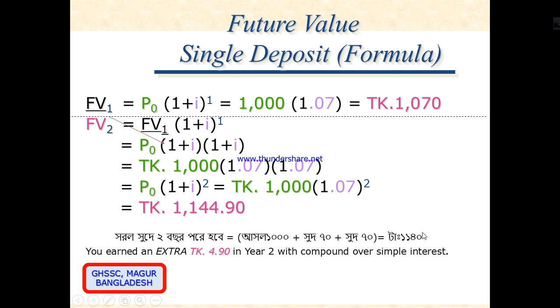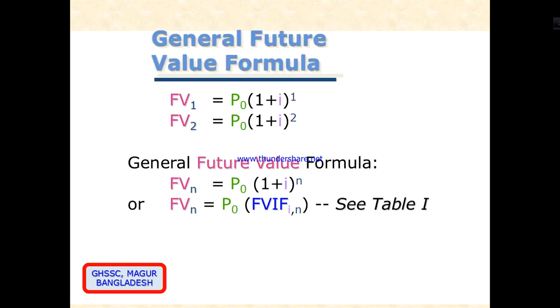If we calculate 1,144.90 minus 1,140 taka, then you will get an extra 4.90 at the end of the 2 years by calculating compound interest. So compound interest will certainly be more than simple interest. I hope it is very clear. Now the general formula you have to use, and you will get the result instantly.